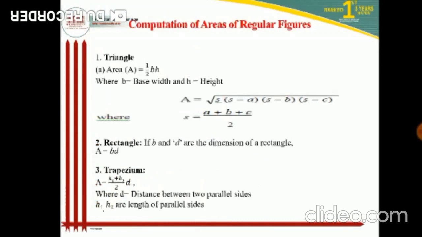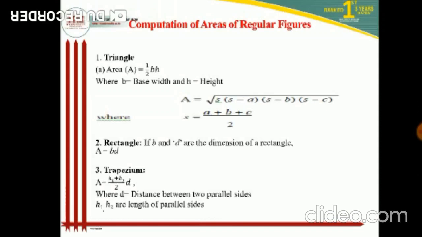Computation of area of a regular figure or regular field. What is a regular figure? A field that has a regular shape like triangle, rectangle, trapezium. These types of land are called regular figures. For the computation of the area of that type of land, we use some formulas. First is triangle.